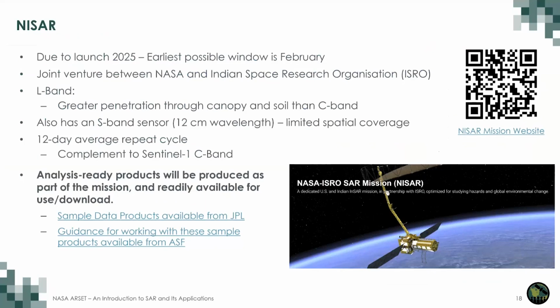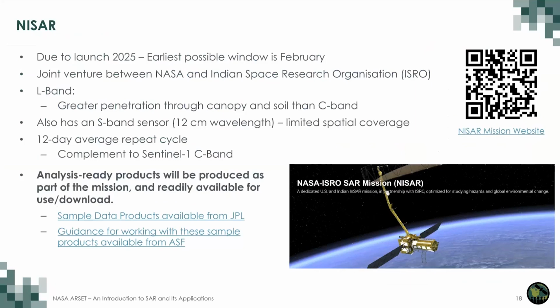It's a fairly unusual sensor to have on a spaceborne mission. And what's really cool is that there will be acquisitions for both L and S band in those areas. And so the ability to compare and contrast those data sets will be really interesting. It's set to have a 12-day average repeat cycle, which is similar to the Sentinel-1 acquisition plan. So it will be a nice complement to the C-band coverage that's already provided with Sentinel-1.